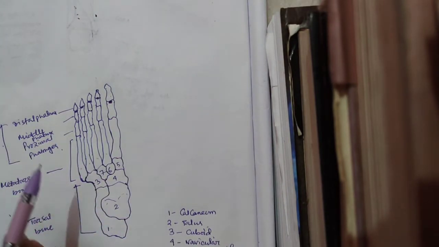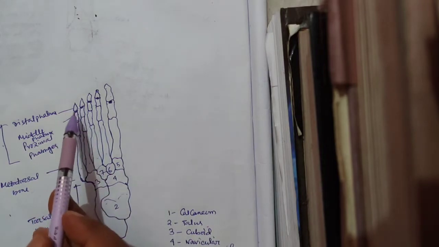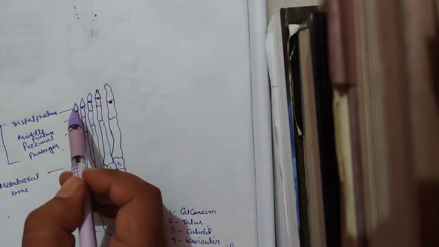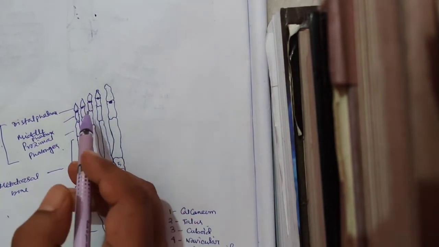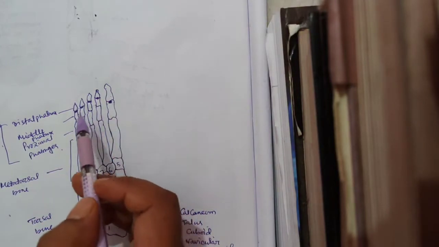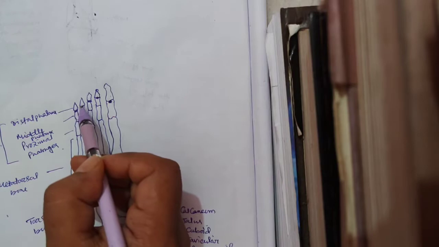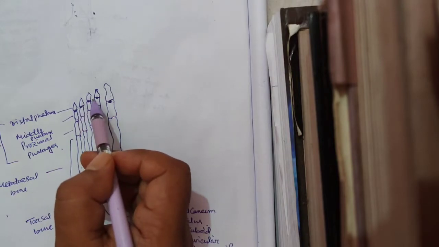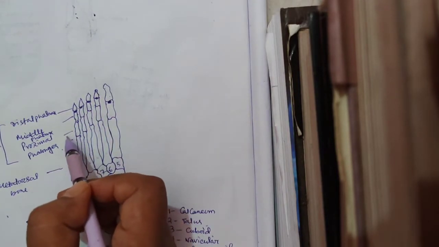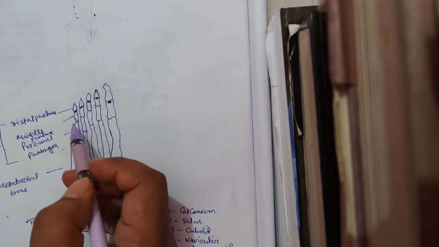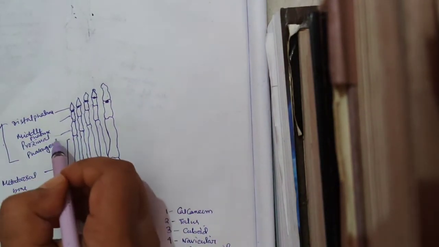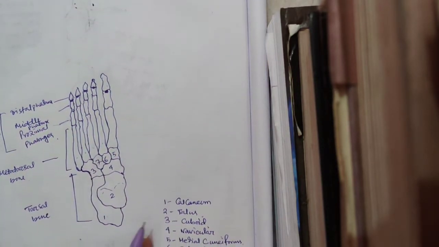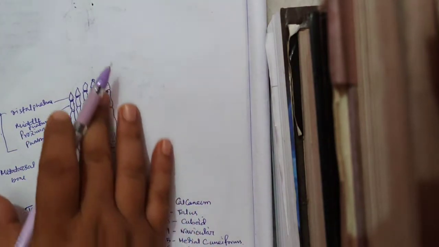It helps in the plantar flexion of the distal phalanges. These are the distal phalanges. Here it helps in the plantar flexion of the distal phalanx, because the flexor digitorum longus is inserted into the base of the distal phalanx of the second, third, fourth, and fifth digits. Next, this is the proximal phalanx and medial phalanx. It also helps in the plantar flexion of the proximal and medial phalanges, and it also helps to maintain the arch of the foot.